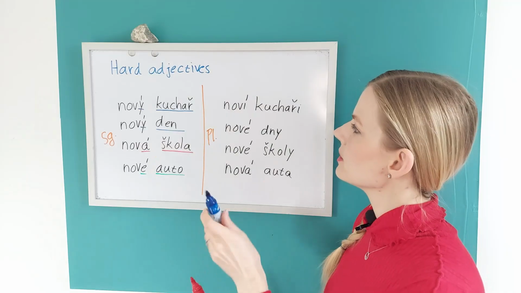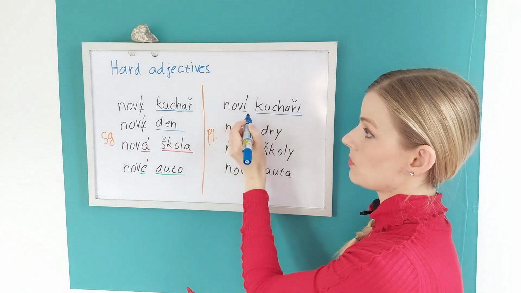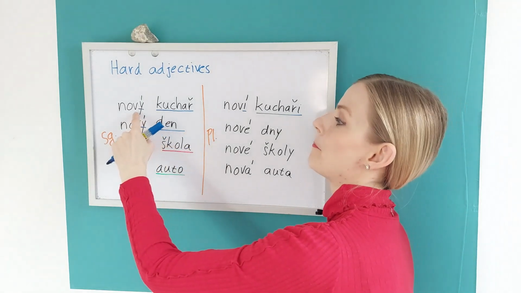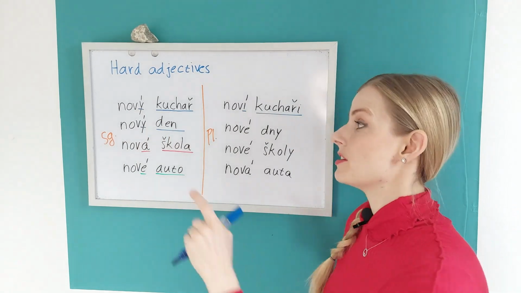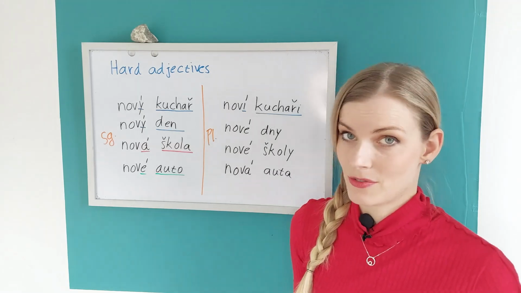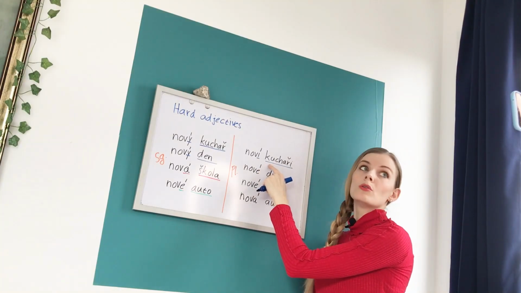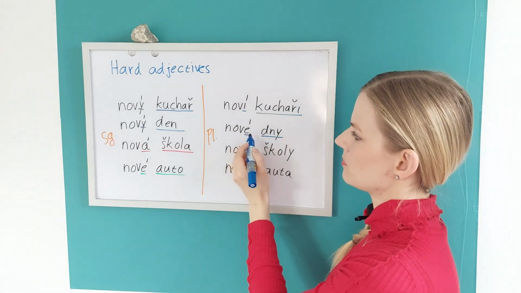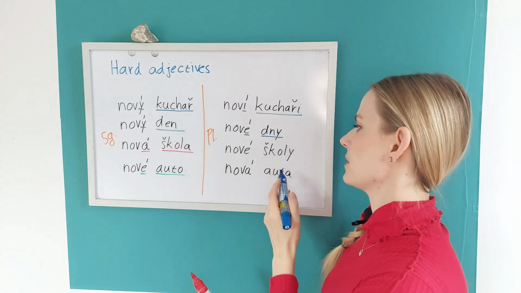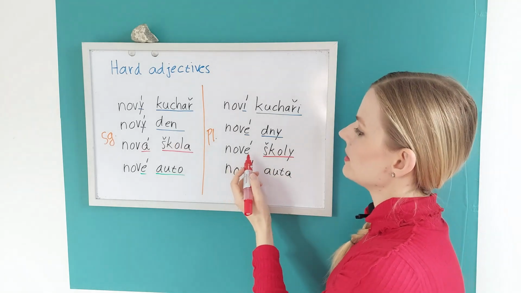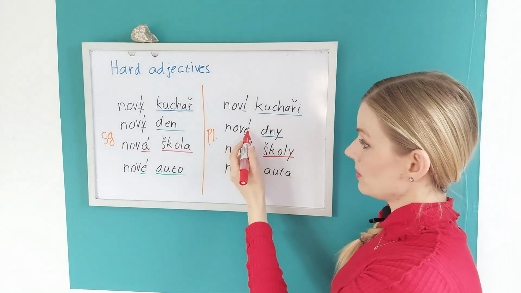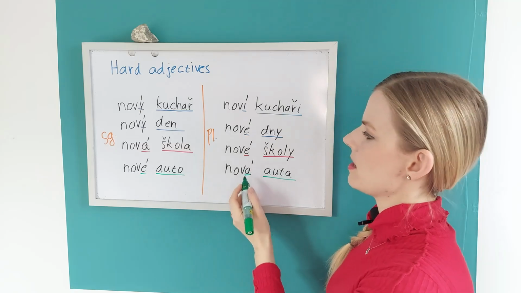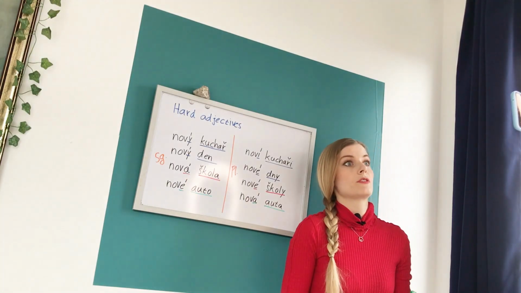Now the plural. Noví kuchaři, new cooks. Here we change the Y to I. That's why I was telling you, when the base form for the masculine animate finishes with Y, then we can call it hard adjectives. Because for the masculine animate plural, you will end with an I always. Nové dny, new days. Here it ends with an E. Nové školy, new schools. Školy is feminine and it ends with an E as well, just like the masculine inanimate. Nová auta, new cars. Here it ends with an A, just like the feminine singular.